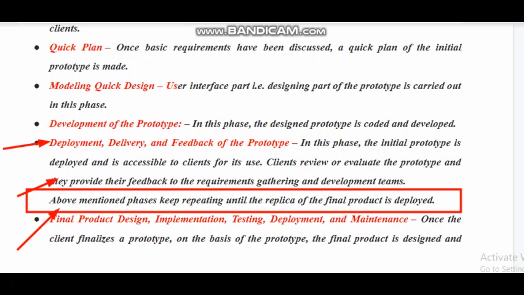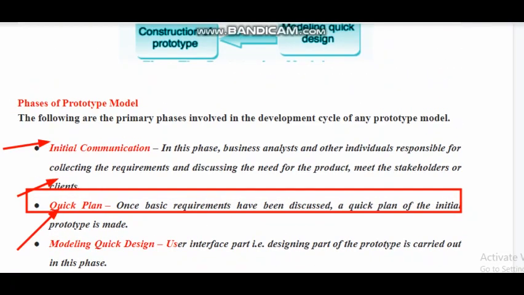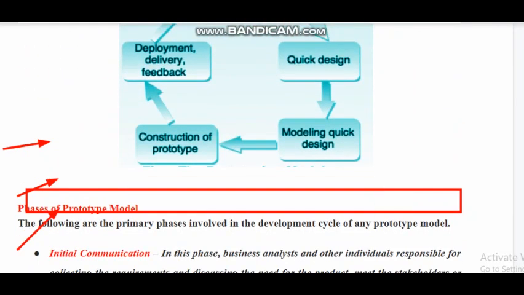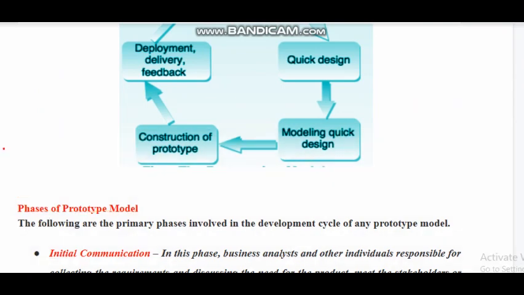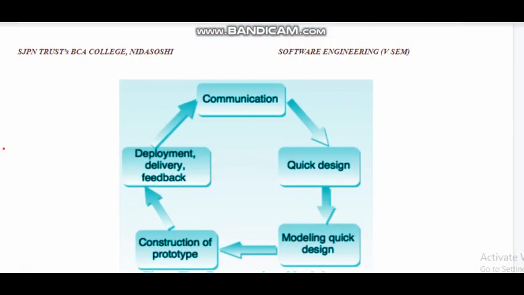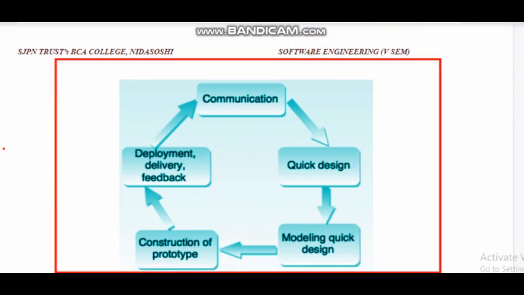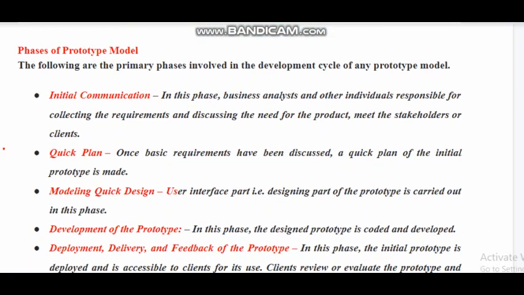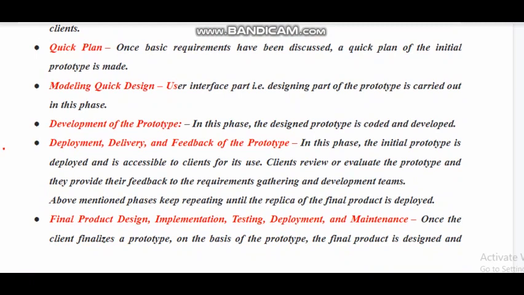You can see that all these four phases keep on repeating. How long do they keep on repeating? They keep on repeating until we get a final product. Hence it is called repetitive. All the above mentioned phases keep repeating until the replica of the final product is deployed.